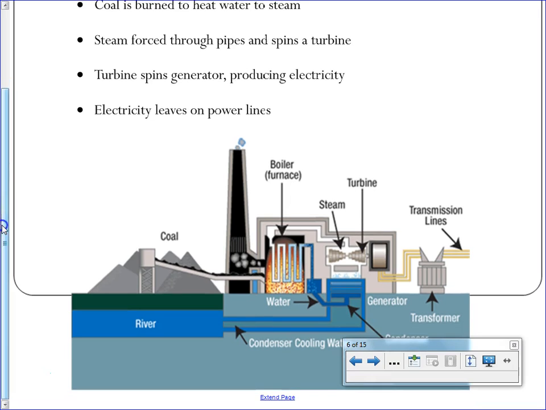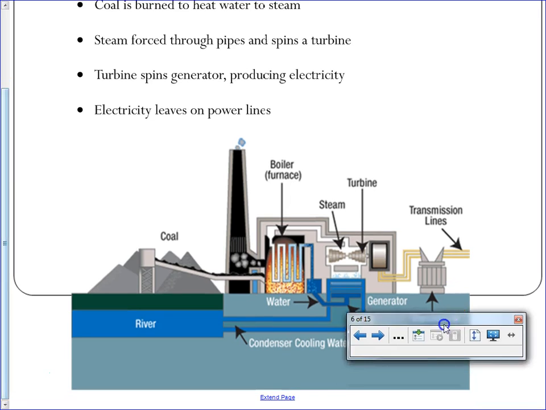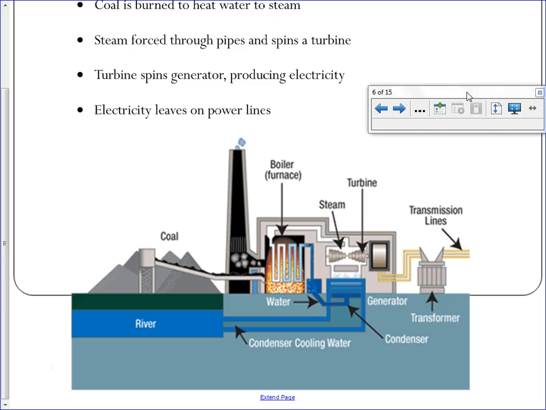Okay, and we can see this by looking at our little diagram at the bottom here. We see the river. Again, it's brought up into the boiler where it's heated up into steam. Steam passes through here and pushes this and rotates the turbine, which rotates the generator, and the generator produces the electrical current, which is then put into a transformer and sent away.